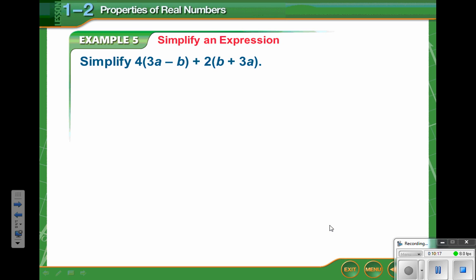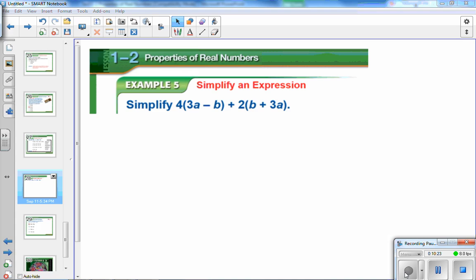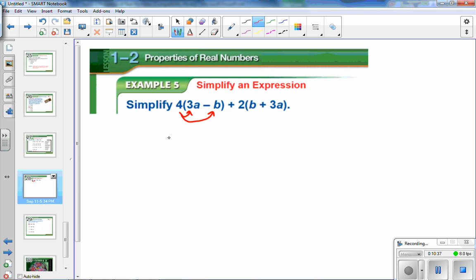All right, simplifying an expression. To simplify this expression, you're going to use the distributive property. So the first thing I would do is I'm going to distribute the 4 to the 3a and the 4 to the b. And I'm going to multiply. 4 times 3a is 12a minus 4 times b is 4b. Then we have plus. We're going to distribute the 2 to the 2b and the 3a. So we get plus 2b plus 6a.